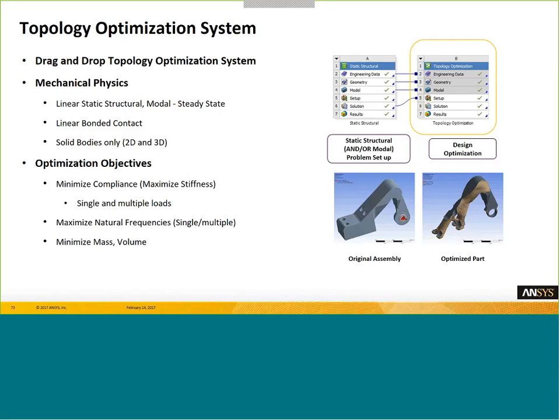So we can specify the things that we want to optimize on. We can specify stiffness, we can specify which loads we want, we can specify, if we're doing a modal analysis, what frequencies we want to get to, whether we want to maximize those, or whether we want to minimize mass or volume of a part. So you set up the analysis you would do normally, a static structural we see here, and then once that's been carried out, you link it to the new analysis system, topology optimization, and then carry out your solution.